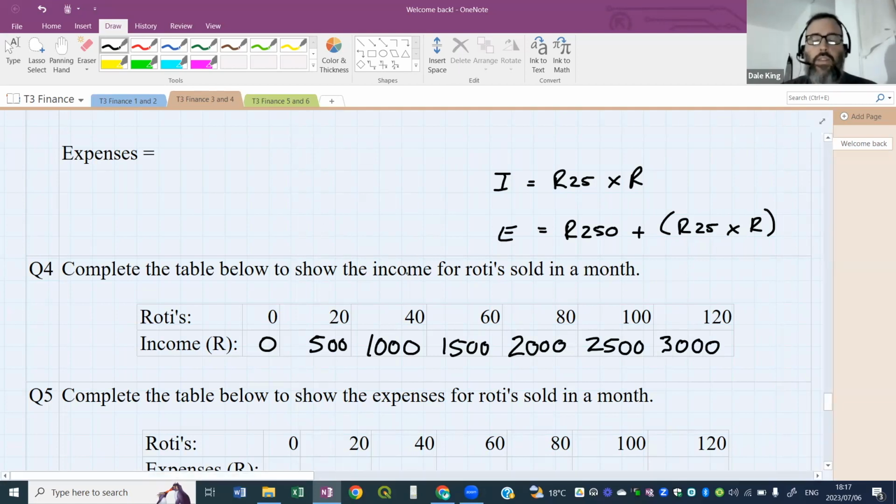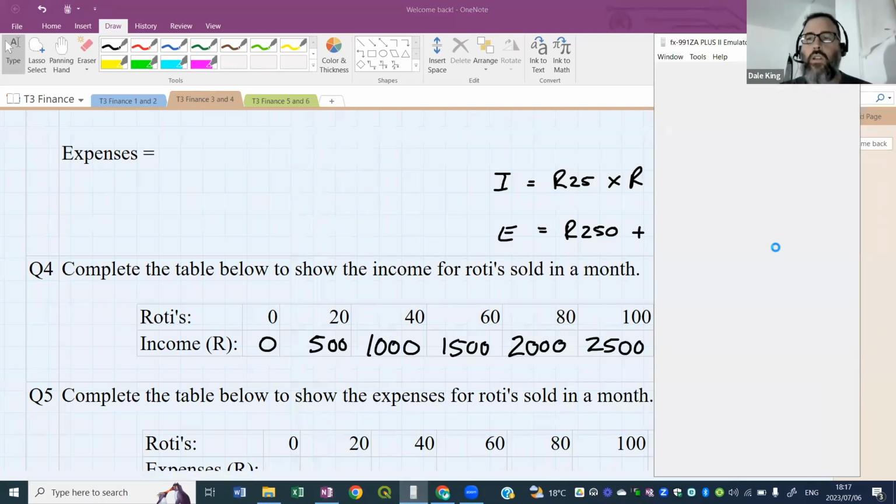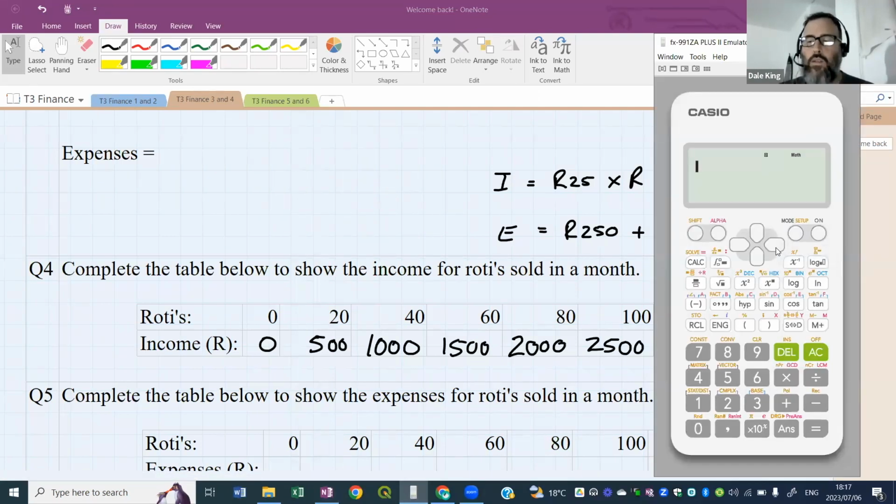All right. So there are the numbers. You see how quick it was. You put the equation in your calculator. You just change the R value, and that will give you exactly what you need. So for example, 25 times 40 or 25 times 60, and you just change that value there, the R.